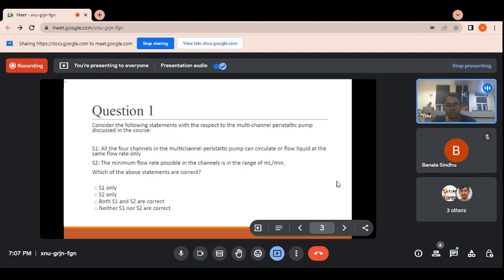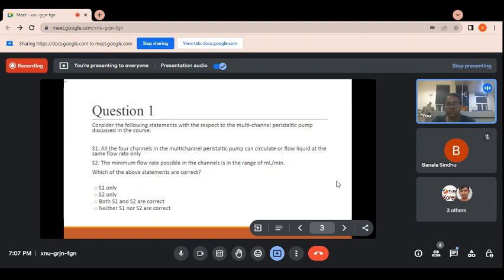So this is question number 1. At first, go through the question carefully, then think and try to give the answer. If you are not able to give the answer, then I will explain the right answer. At least you can try now.